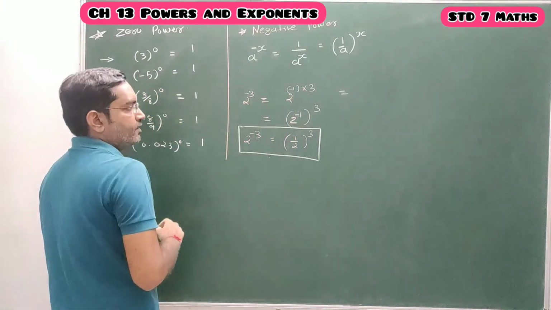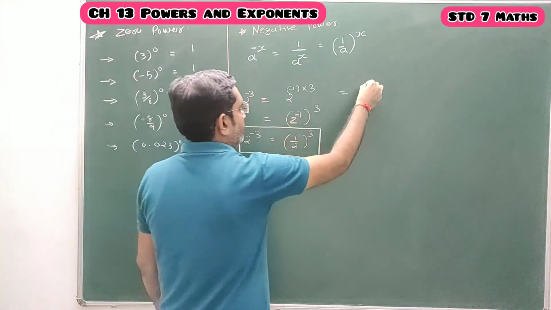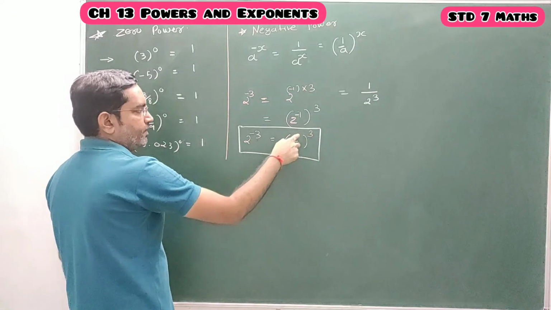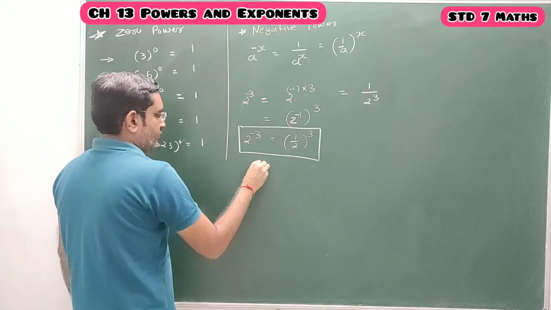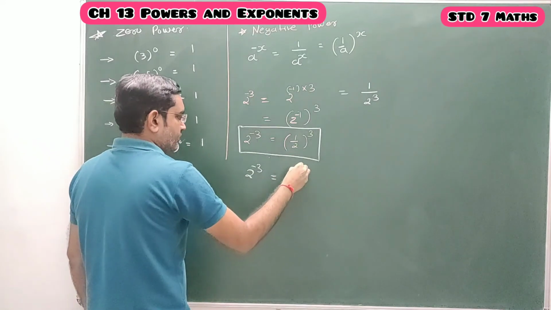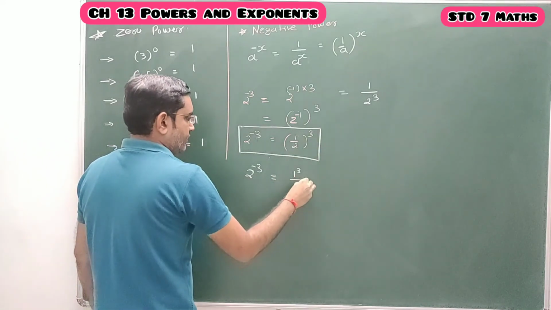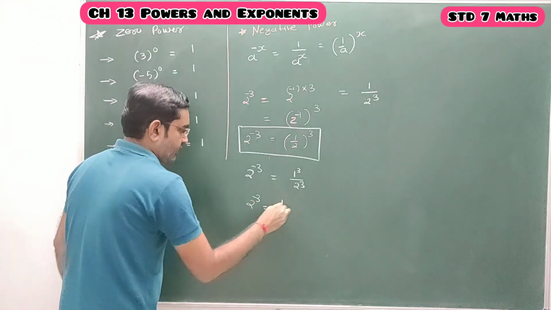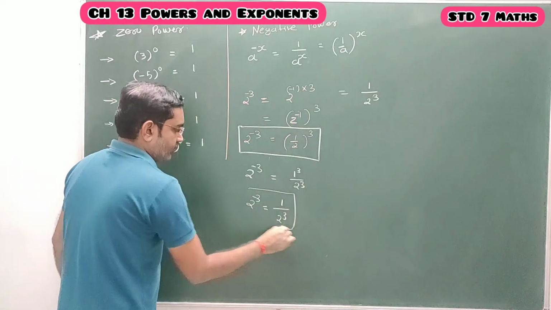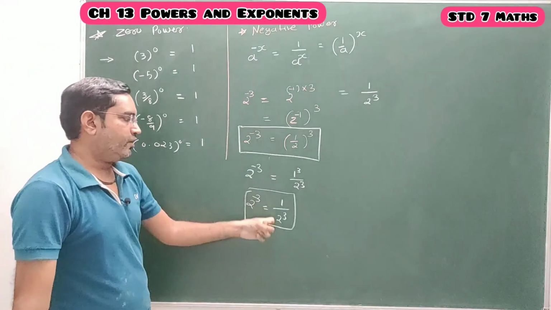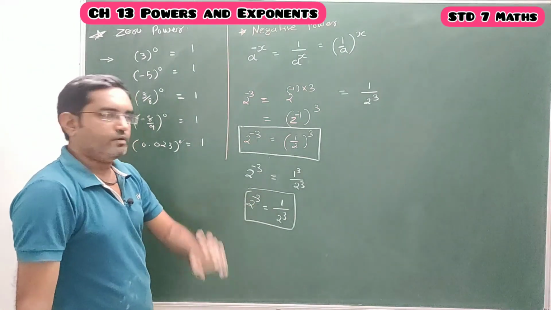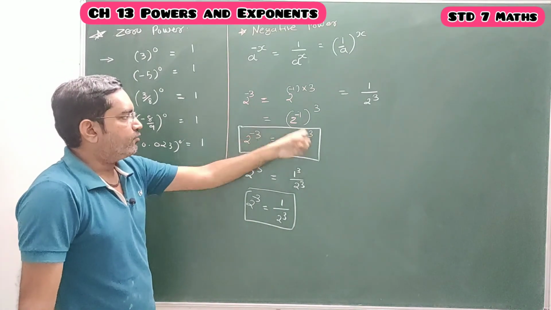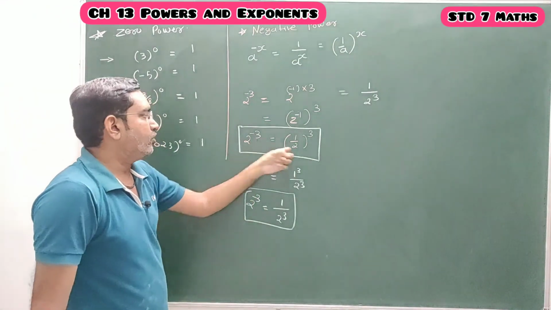Or negative power is converted into positive power by taking the reciprocal of the entire exponent. That is, if 2 raised to minus 3 is there, we can take it from numerator to denominator: 1 upon 2 raised to 3. Here we can apply the power 3 to 1 as well, so 2 raised to minus 3 equals 1 cube upon 2 cube. So this is the second method. You can convert negative power into positive power by moving the numerator into the denominator, or by taking the reciprocal of its base.